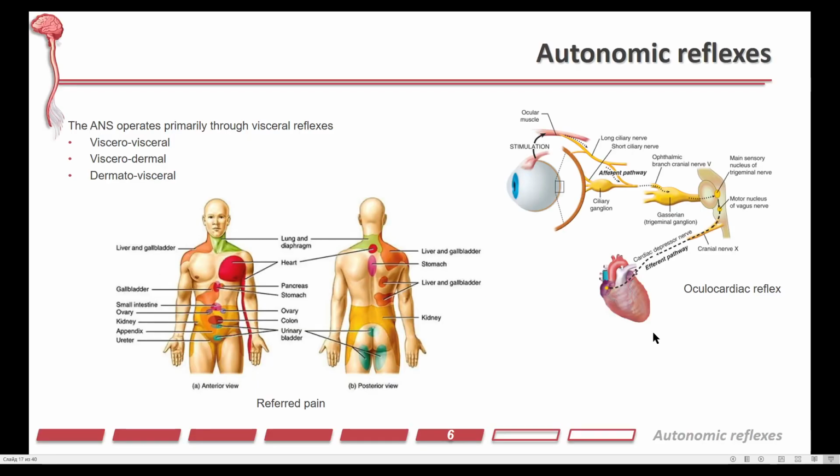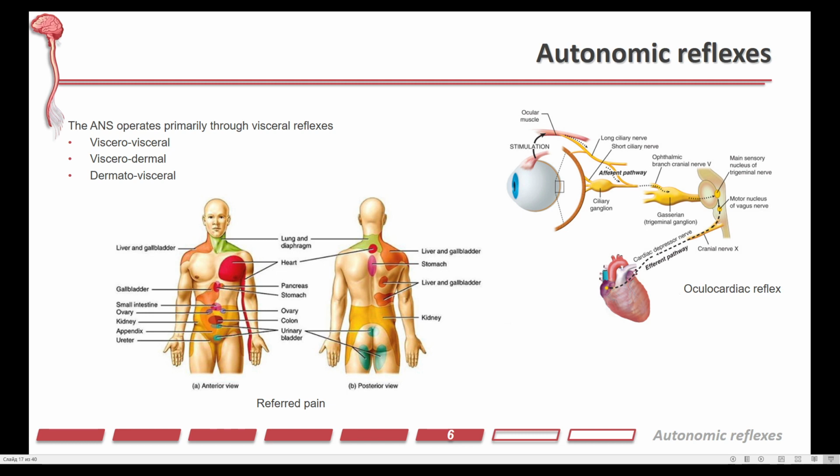Now, as for the autonomic reflexes, there are three types, and that's what you're going to do during your practical classes. Visceral, these are the reflexes when one organ gets stimulated, the activity of another organ might change. During your practical classes, you will examine ocular cardiac reflex. This is when pressing the eyeballs will slow down the heart rate. And here you can see the reflex pathways for this reflex.